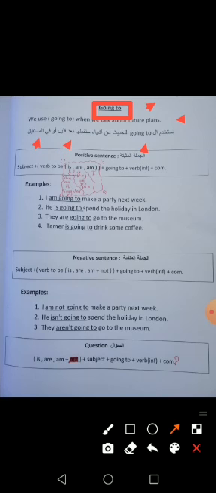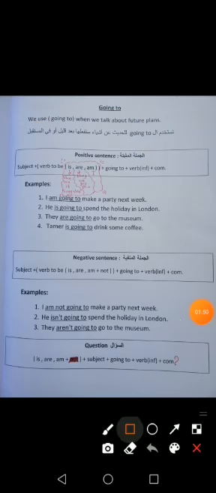Okay? So we use going to talk about future. To talk about what? To talk about future. We use going to talk about the future. Okay, student? To talk about what? To talk about future. Okay, student?